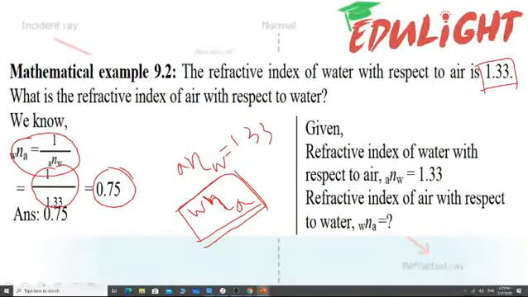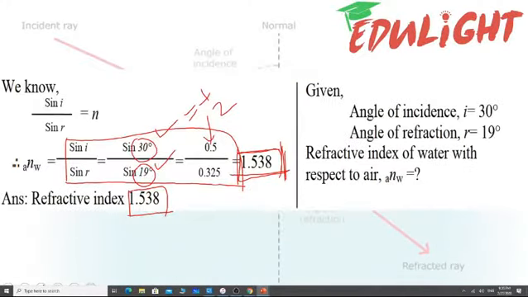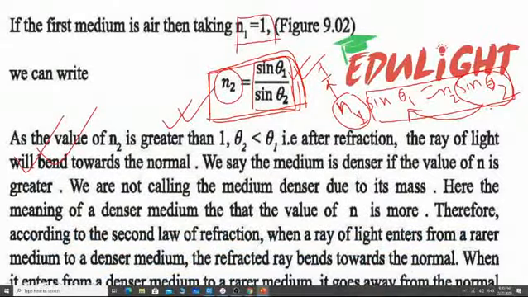This is happening because what we mainly want to know is the refractive index of air, but with respect to another medium. You know basically that any medium which has lesser density has lesser refractive index, and any medium which has higher density has higher refractive index. As a result you are getting 0.75 here, but in case of water with respect to air you are getting 1.33, and you can validate this statement using this table.